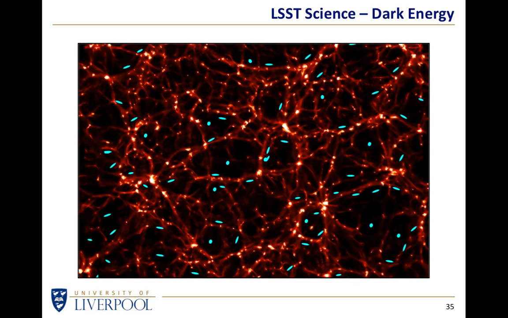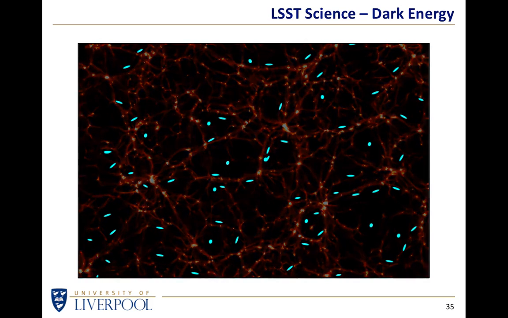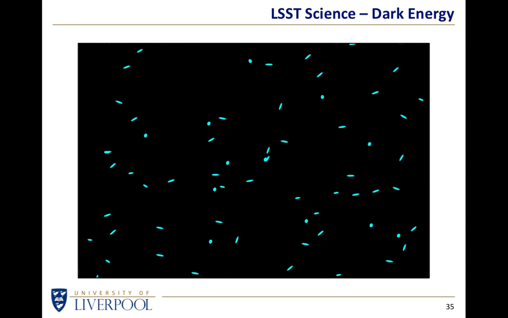One of the clever ways it's going to get information: we can see here dark matter is indicated in red, but you have to remember, by definition, dark matter is not visible. So in other words, that's not the actual view that the LSST will get. What the LSST will see is not the dark matter web, it'll see individual galaxies, which are these little ellipses shown in cyan. If you ignore the stars, this is the view that the LSST will get.